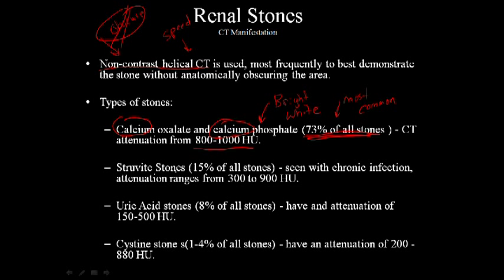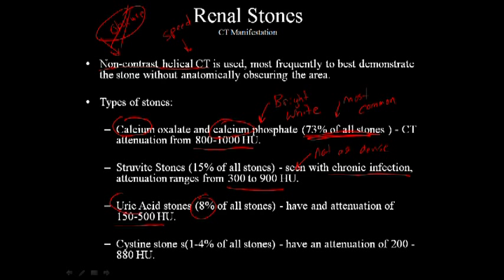Also, we have struvite stones, which are 15% of all stones, and they're seen with chronic infection. And so typically they're the result of chronic infection. And notice that they can range from 300 to 900 Hounsfield units. So pretty much they're not as dense. That's something to keep in mind as well. Uric acid stones, which are 8% of all stones, have an attenuation of around 150 to 500. So we're decreasing in our density here, and they're only 8%.